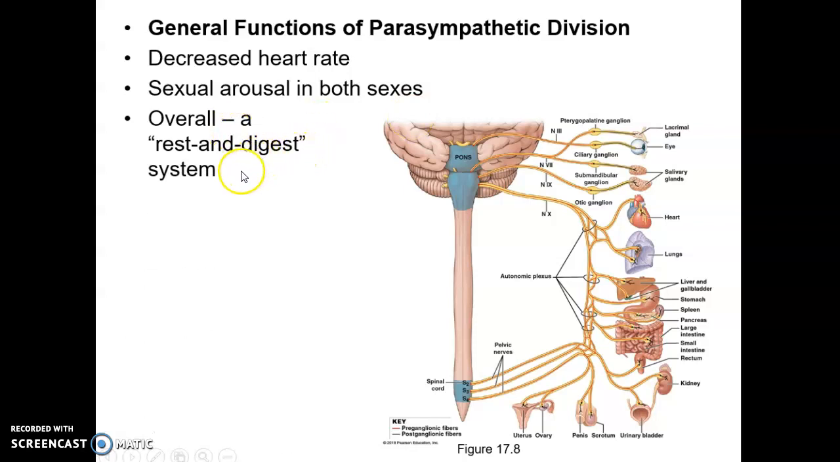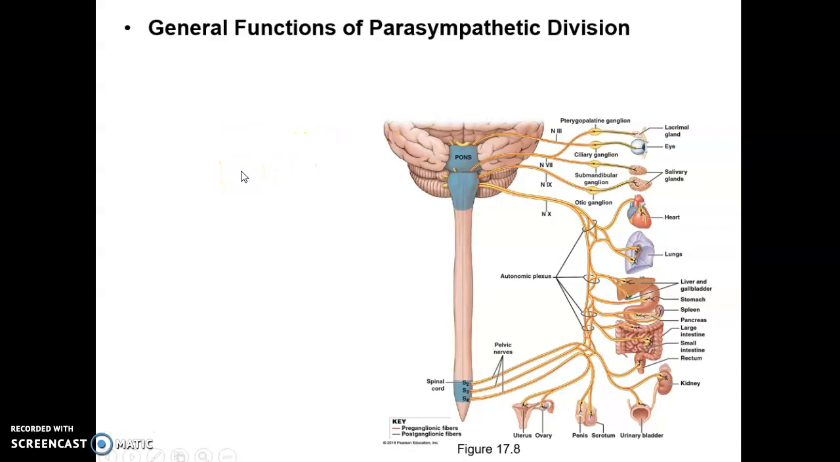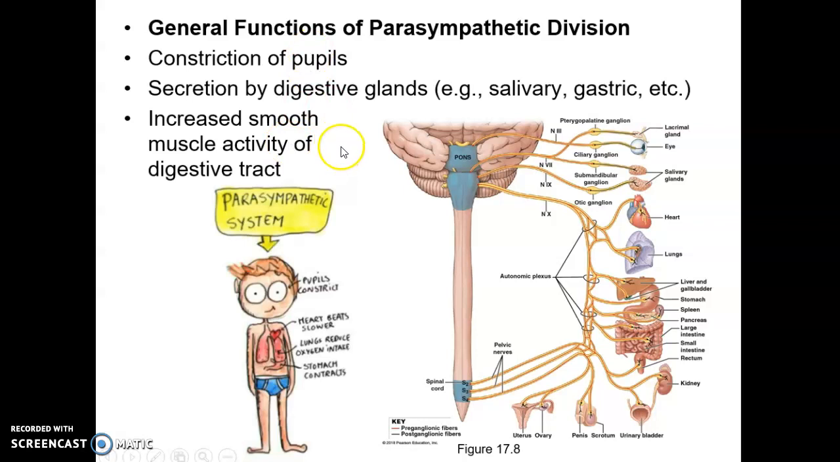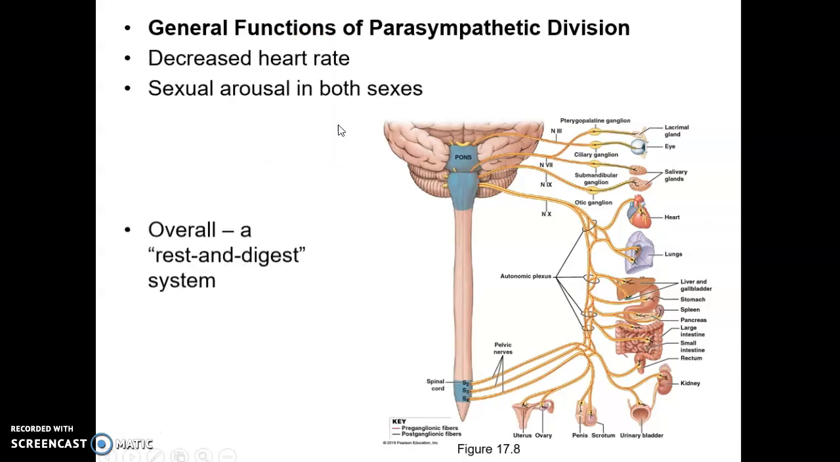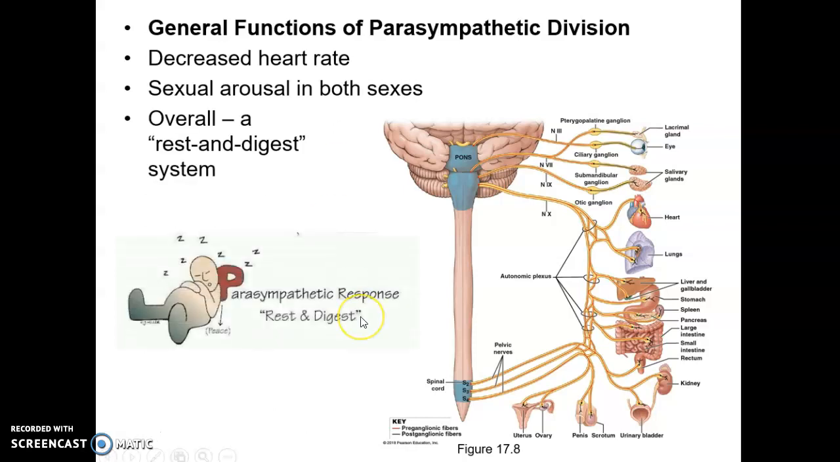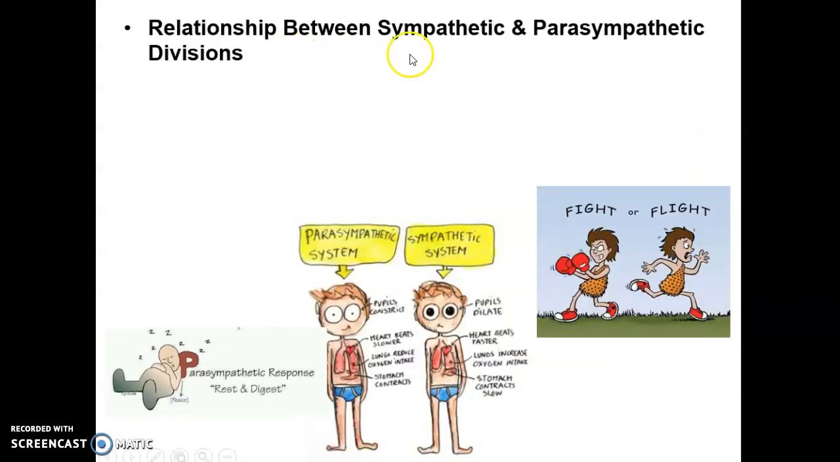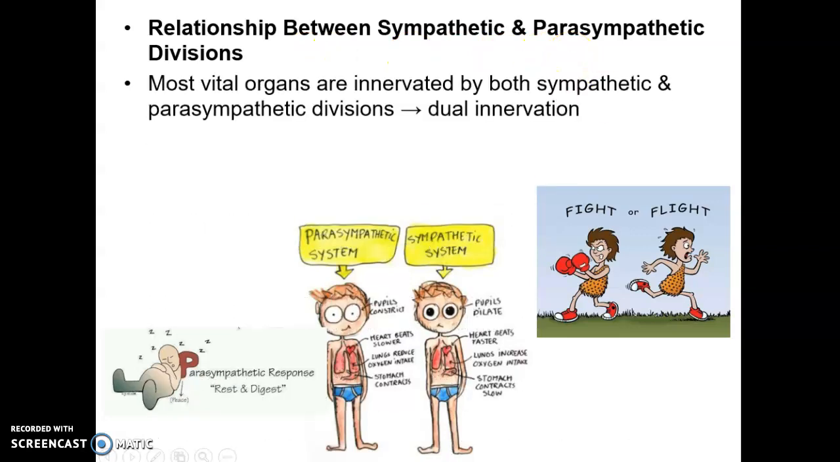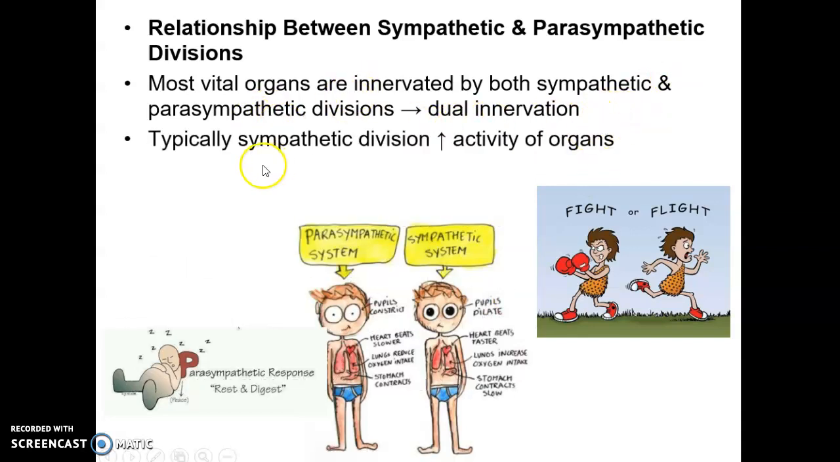Overall, a rest and digest system, with these effects essentially being the opposite of the sympathetic division activation. Okay? So relationship between the two divisions. Most of our organs are innervated by both sympathetic and parasympathetic division, so you have dual innervation.